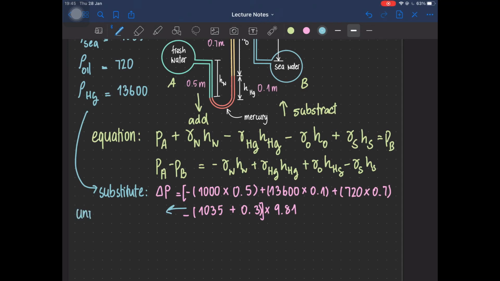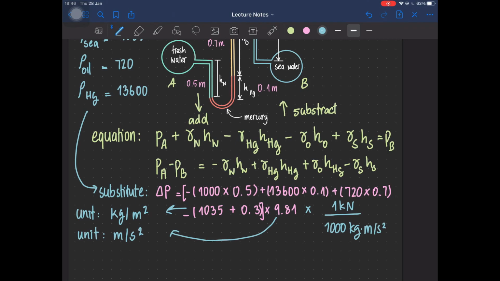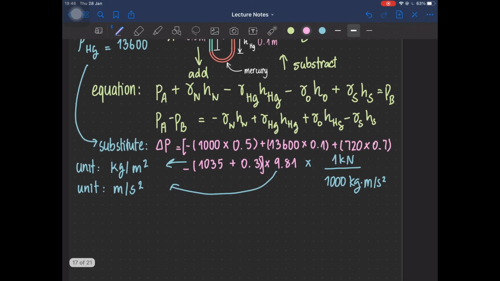So in this case, I want to show you guys that the units are different, a little bit tricky. The unit of density multiplied by the height is kilogram per meter square, and the gravity has the unit of meter per second square. So what we need is the pressure, and the pressure has the unit of kilopascal, but we cannot just write kilopascal, right? So we have to convert it to kilonewton per meter square. In this case, we multiply by 1 kilonewton per 1,000 kilogram meter per second square. So we will get kilonewton per meter square, which equals kilopascal.